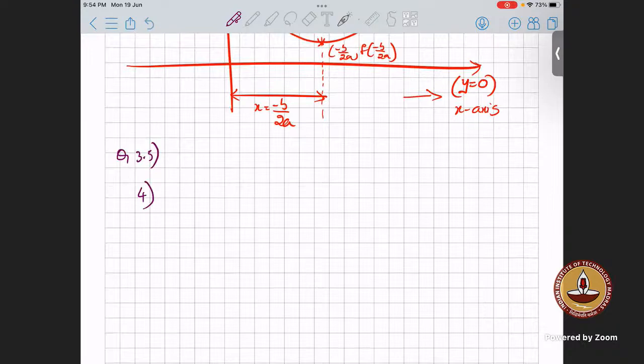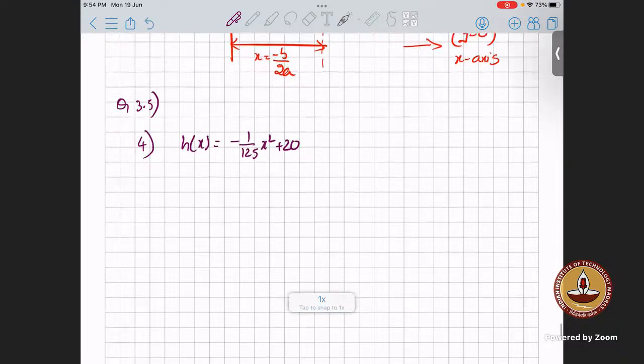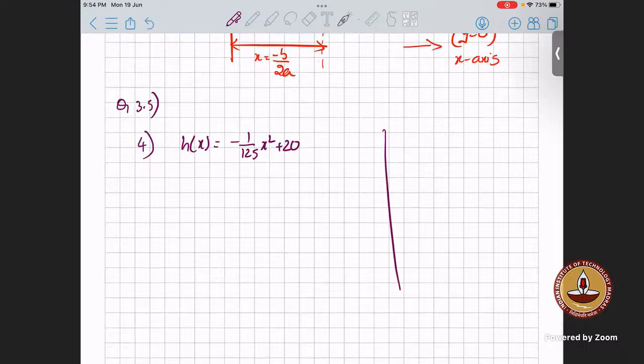Look, h of x is equal to minus 1 by 125 x square plus 20. Here h of x is a distance. The player jumps and takes a header. They give the slope of the function as equal to minus 0.64.